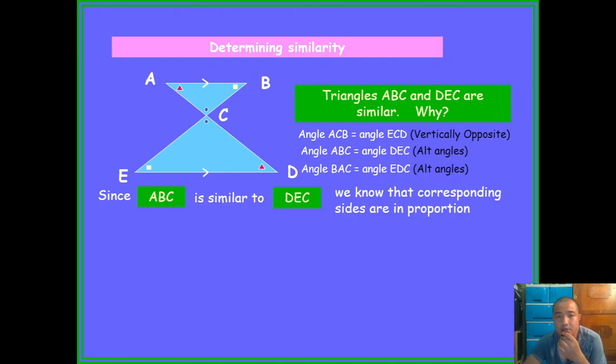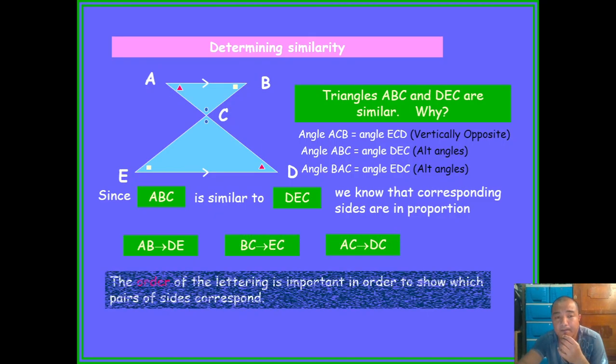So since triangle ABC is similar to triangle DEC, we know that the corresponding sides are in proportion. AB corresponds to DE. BC corresponds to EC. AC corresponds to DC. The order of the lettering is important in order to show which pairs of sides correspond.